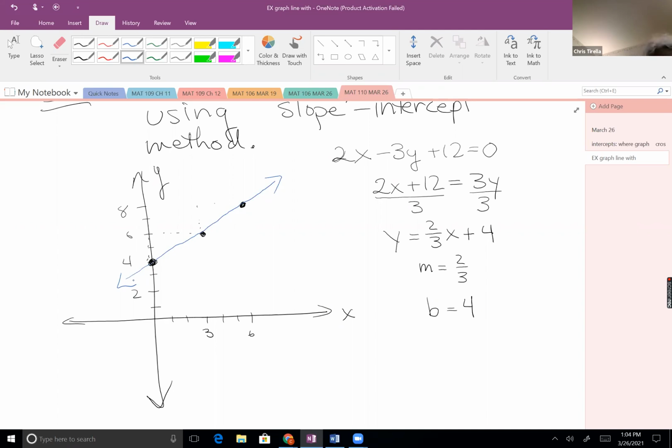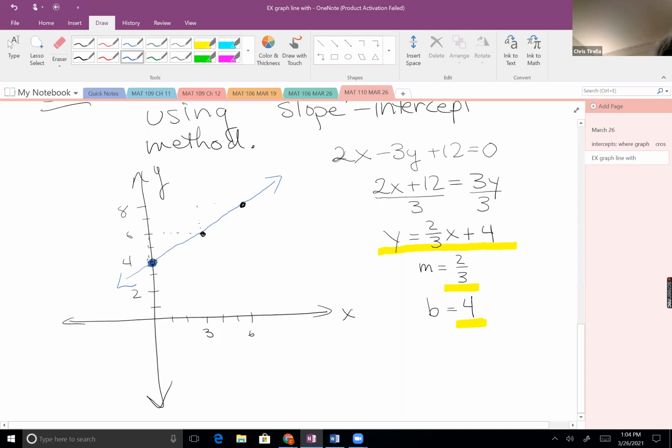How are you folks doing? The first part, solving for y. Did everybody get y equals 2/3 x plus 4? Yes. So did everybody recognize that the slope was the x coefficient 2/3 and the intercept is 4? So we'll go to 4.